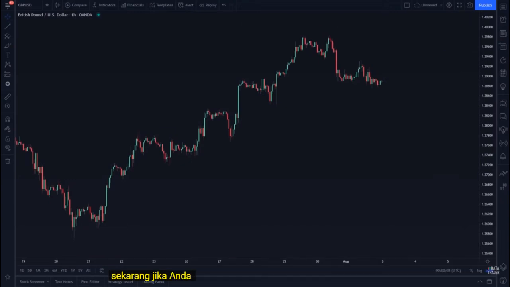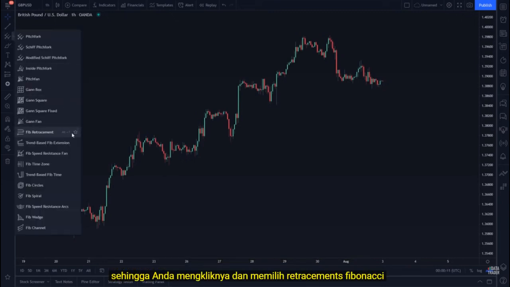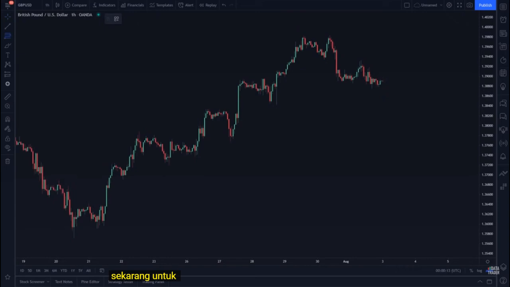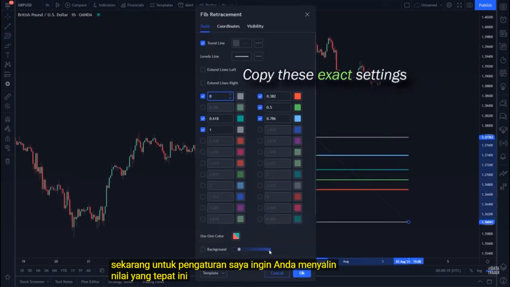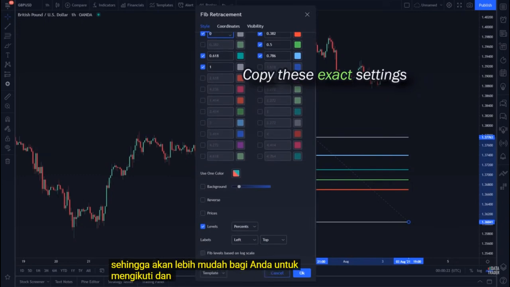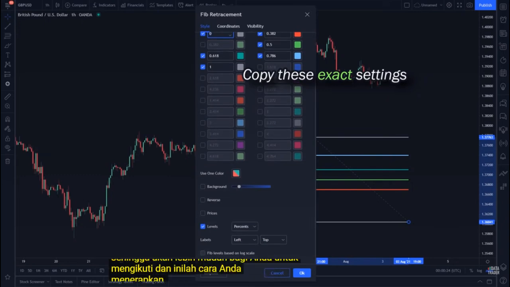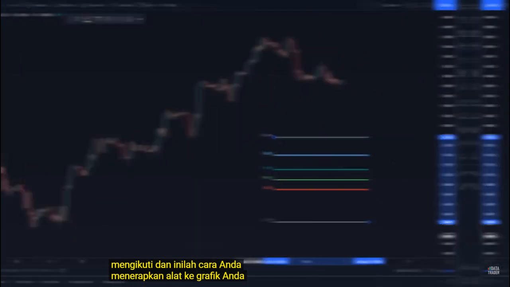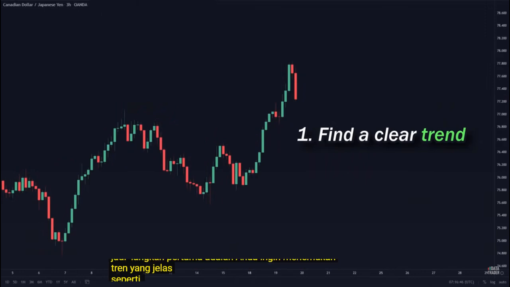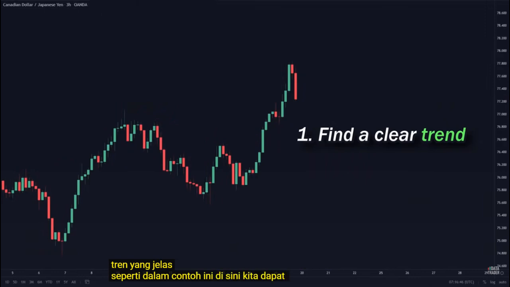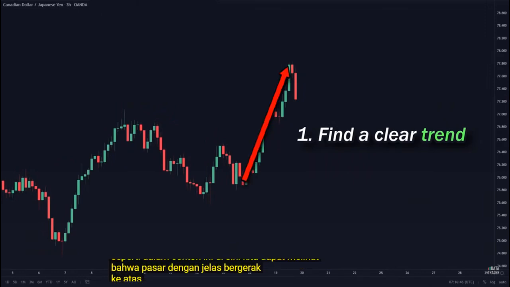Now, if you're using TradingView, the Fibonacci tool can be found on the left side of the screen. You click it and select Fibonacci retracements. Now for the settings, I want you to copy these exact values so that it'll be easier for you to follow along. And so here's how you apply the tool onto your chart. The first step is to find a clear trend. Like in this example, here we can see that the market is clearly moving upwards.